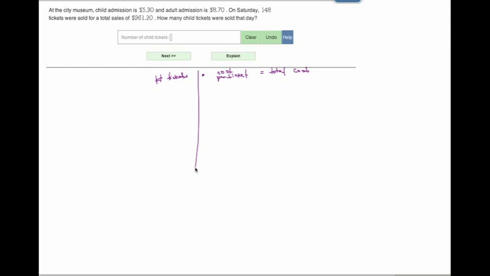Okay, so these are our columns that we're going to fill in: the number of tickets, the cost per ticket, and then the total cost. And then we have two different types of tickets. We've got the child tickets and the adult tickets. So our rows are going to be child and adult.